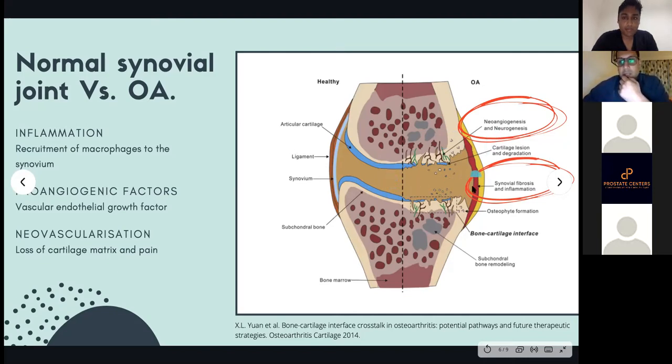Now, in osteoarthritis, it's proposed that you get fibrosis and inflammation of the synovium. That in turn recruits macrophages, and macrophages release these pro-angiogenic factors. There are many of them, but the most reported one is vascular endothelial growth factor, or VEGF. That promotes the growth of these new abnormal blood vessels into the joint space and across these new channels that form through the cartilage. And with them come sensory nerve fibers, and that's believed to cause pain.